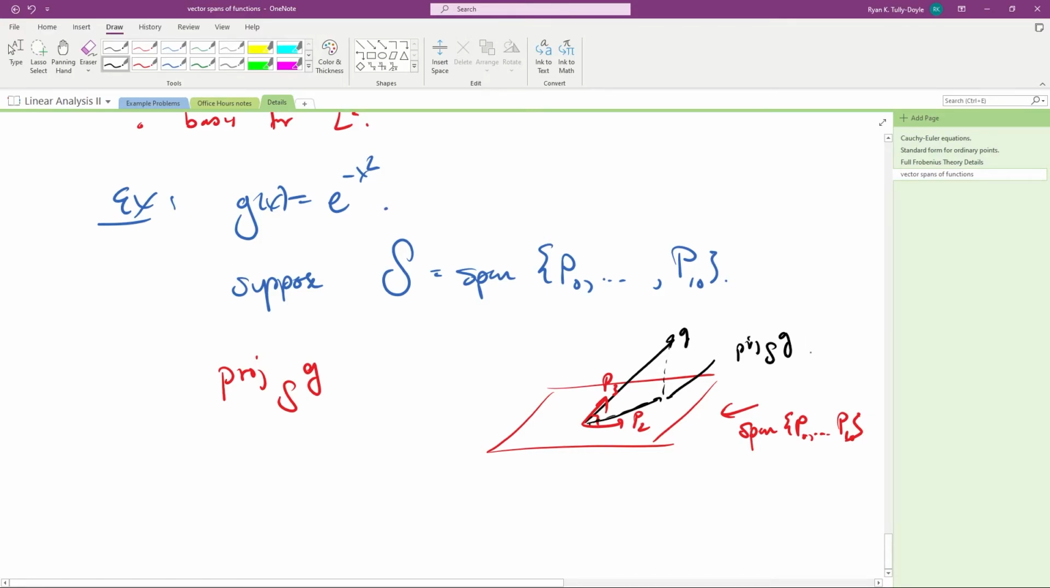And the closest vector property still works. That's the vector inside of the span of those polynomials that is the closest we're going to get to g in the sense of least squares. And we compute it with the same formula. That is, the projection of g onto S, which I will call g hat, is given by the sum from n equals 0 to 10 of the dot product of g and pn over the dot product of pn with itself, times pn.